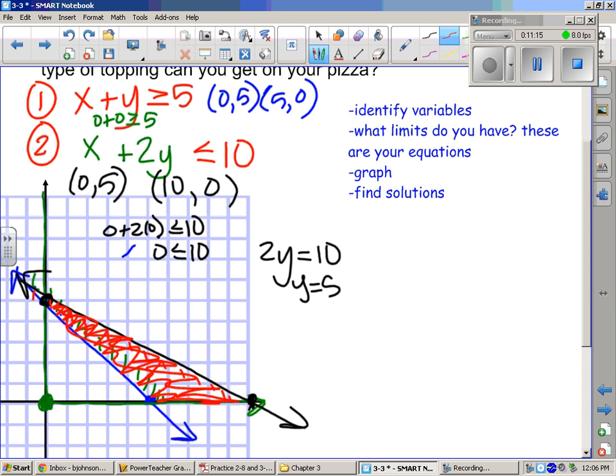And notice I'm stopping in the first quadrant, 0 and 0. My x and my y-axis are boundaries as well. So that shaded area represents the possibilities for our toppings. All those points in there. And actually the next lesson that we do has to talk about how that's called a feasible region.